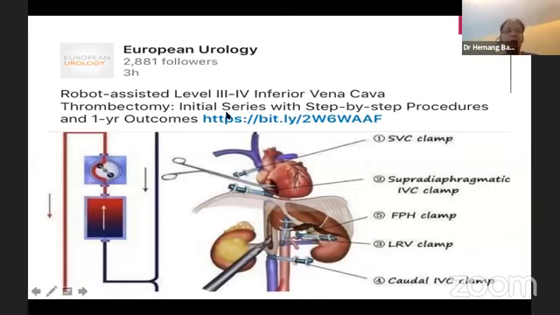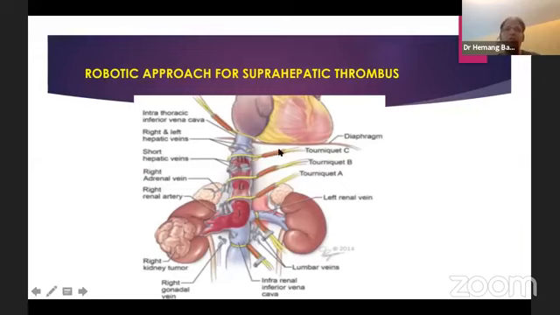Now, this is the first series published by Inderbir Gill, as we all know, 16 cases, and this was on the cover of the Journal of Urology, demonstrating the level of the various tourniquets, the ligation of the short hepatic veins robotically, if you can do it.